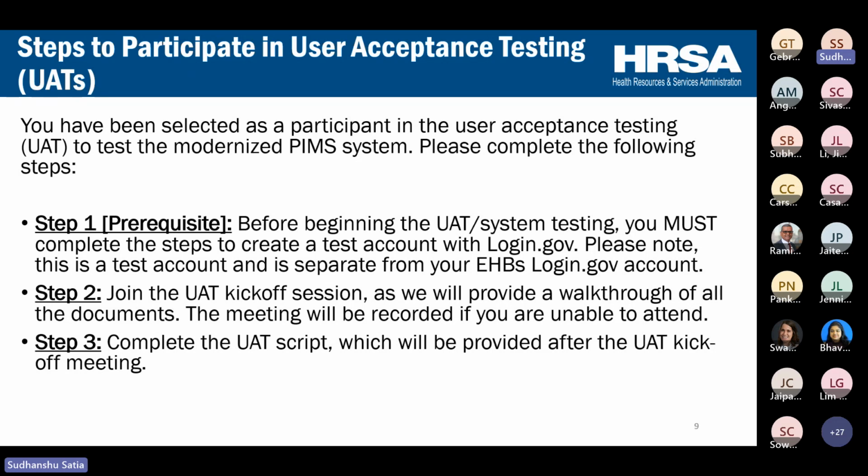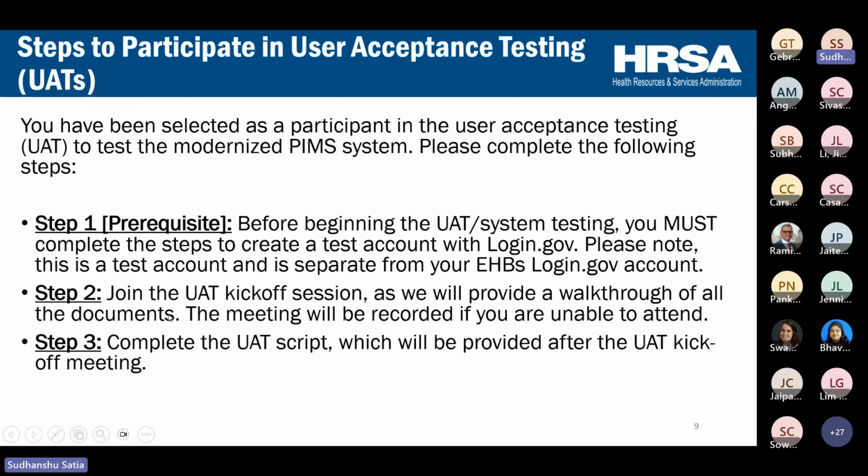However, since this user acceptance testing is not happening on the live system, the user must register themselves in the testlogin.gov environment. There is a detailed step-by-step document which has been shared with the grantees. We will give a quick walkthrough of that document during this session, and the document will also be attached after the kickoff session and sent out to the whole group.